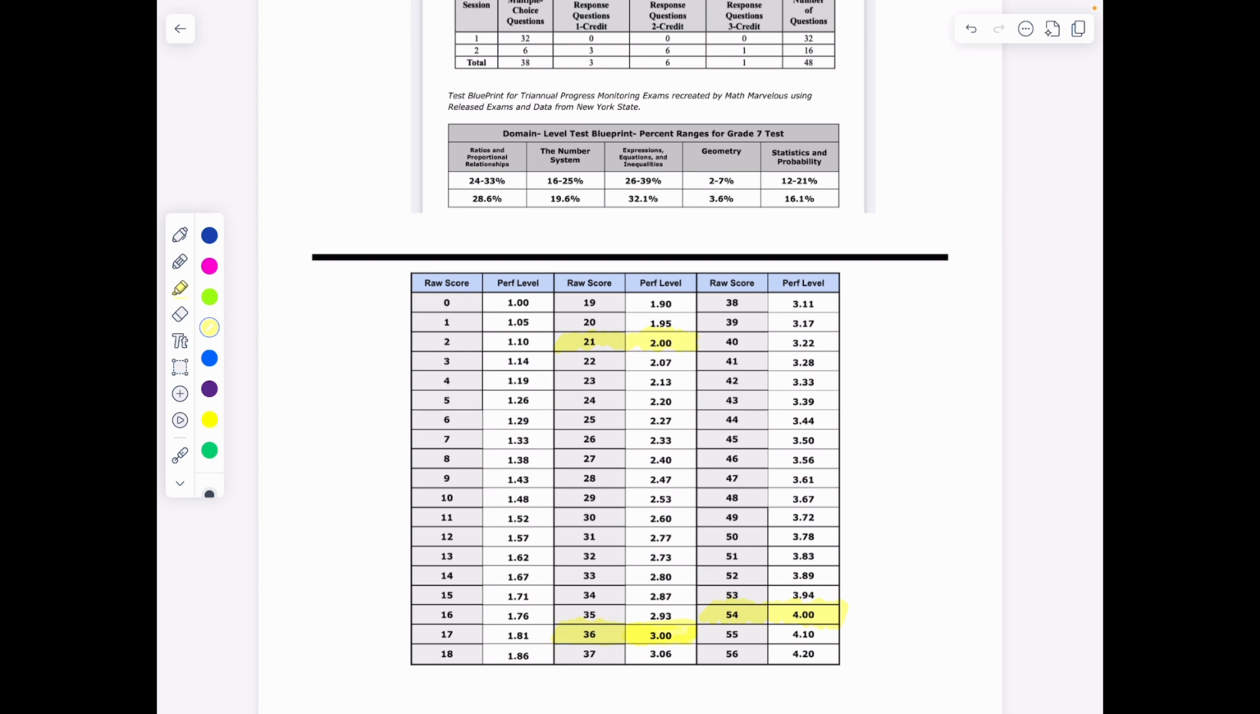But here you have it. If you had, let's say, 32 points, then you would have a 2.73, which is still a level 2, but it is a higher 2. If you had 45 points, you would have a 3.50, which is still a 3, but it's in the middle of the 3s. And whatever you have now, you have all this time between now and the state test. You still have some time.